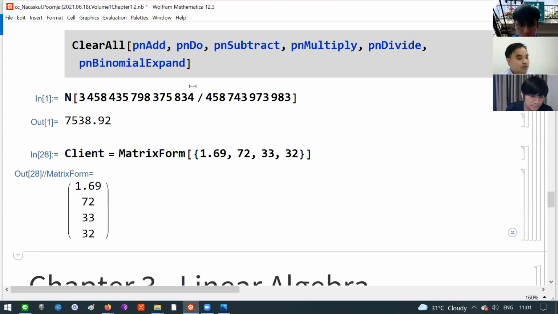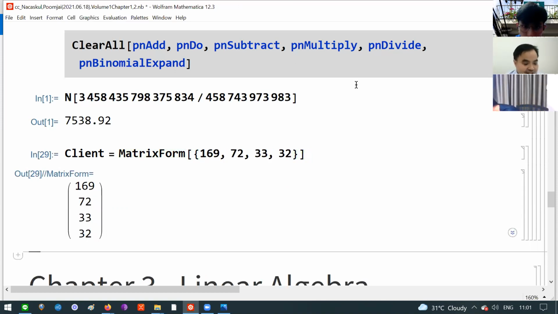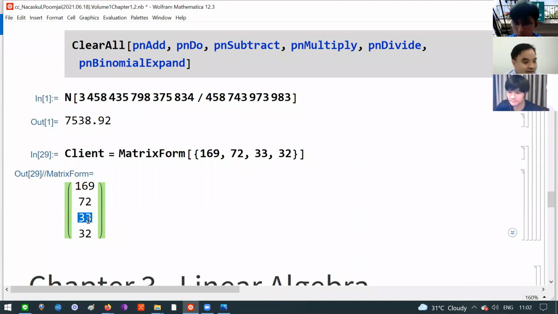Okay. This is what your client looks like to you. Because your client is 1.69 meters tall. Okay, let's make it 1.69. It happens to be that this has the unit. This is centimeters in height. This is kilograms in weight. And let's say this is waist, I guess, in centimeters or inches? Centimeters, inches. And this is maybe like an inch.